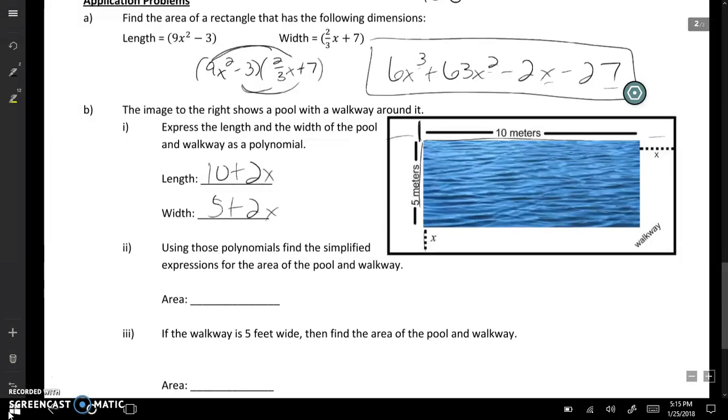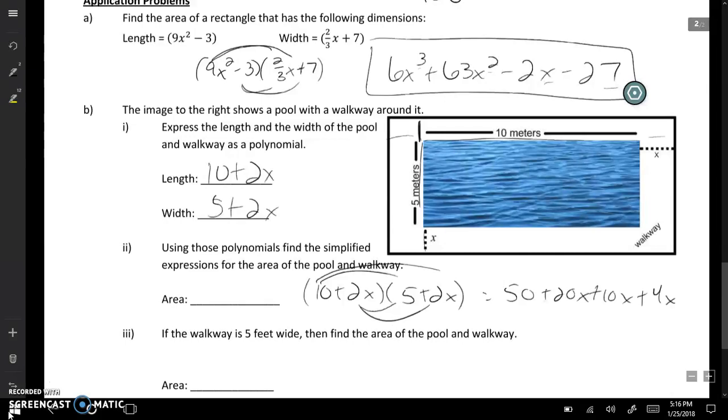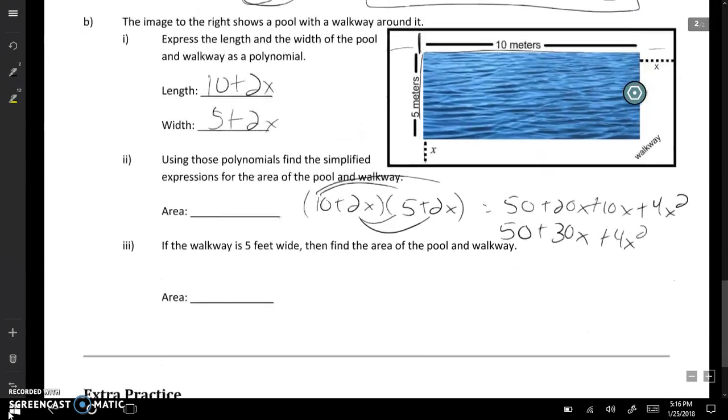Using those two things, we want to find the area. So the area is going to be 10 plus 2x times 5 plus 2x. And then we got to go ahead and multiply that. 10 times 5 is 50 plus 20x plus 10x plus 4x squared. And simplifying your like terms, you get 50 plus 30x plus 4x squared.